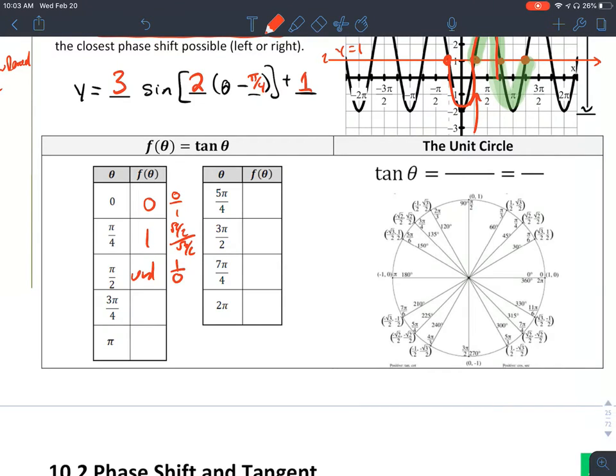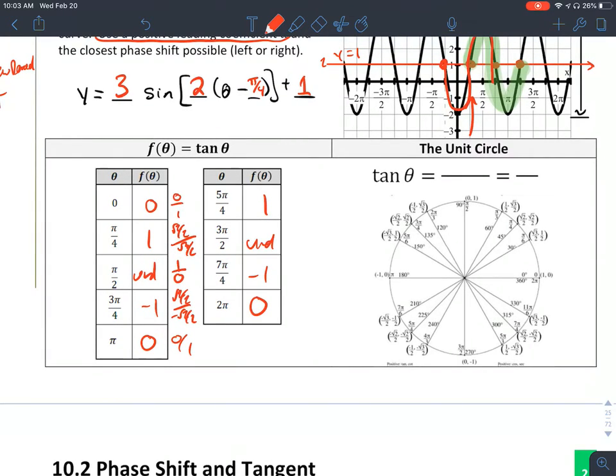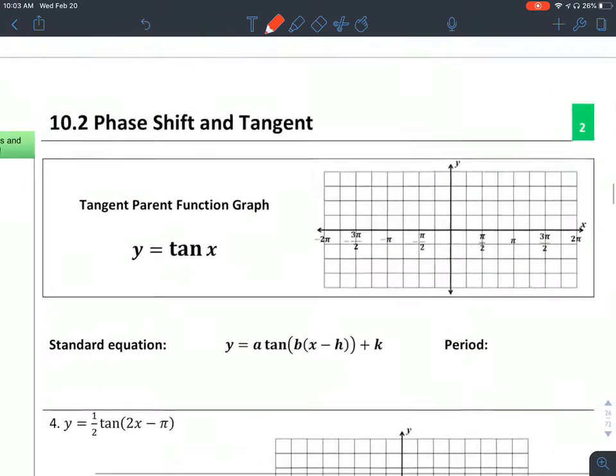And then 3 pi over 4 is going to be square root of 2 over 2 over negative square root of 2 over 2, which is negative 1. And then pi is going to be 0 again, because it's 0 over 1. If we continue this, we're going to get 0, undefined, negative 1, and 0. Getting all this because tangent of theta is sine of theta over cosine of theta, which is y over x. So let's use these points and let's graph it over here.